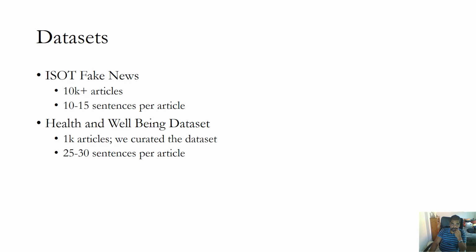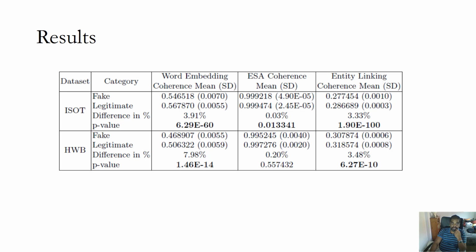The datasets used in our experimental evaluation are ISOT fake news, which is quite a popular fake news article dataset containing articles with an average of 10 to 15 sentences, and a health and well-being dataset, which we curated and are making public as well, so please keep an eye out. It has 1K articles, 500 fake and 500 non-fake, all in the health and well-being domain, and they are longer articles, 25 to 30 sentences per article. Okay. So the results that we have are summarized in this table.